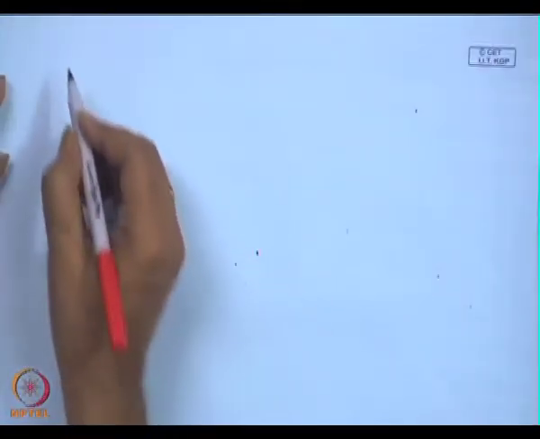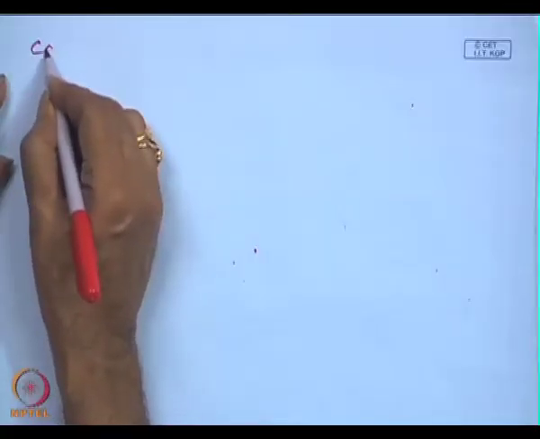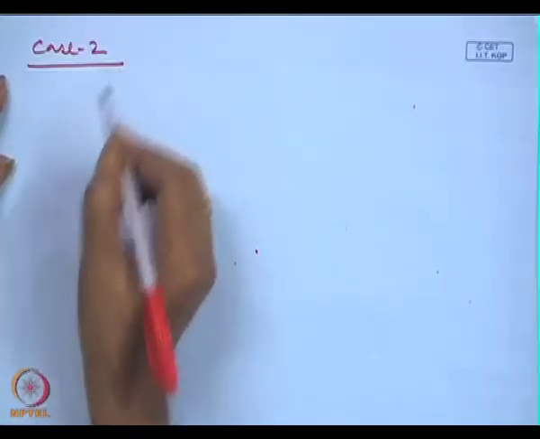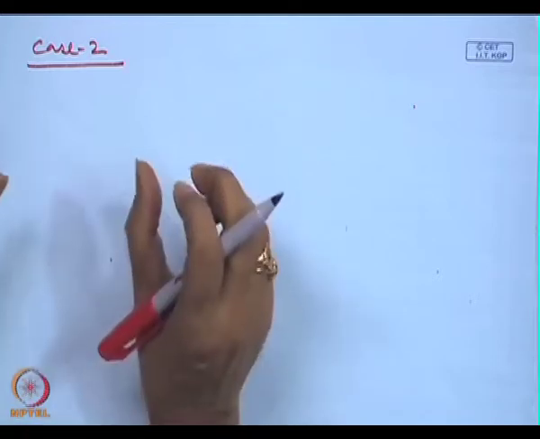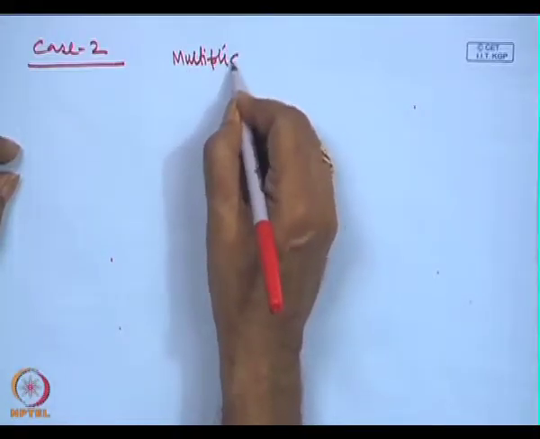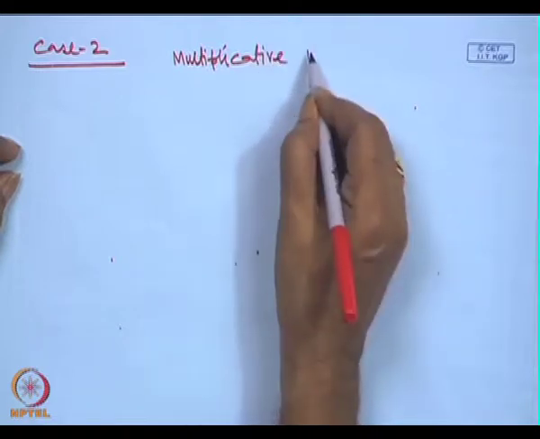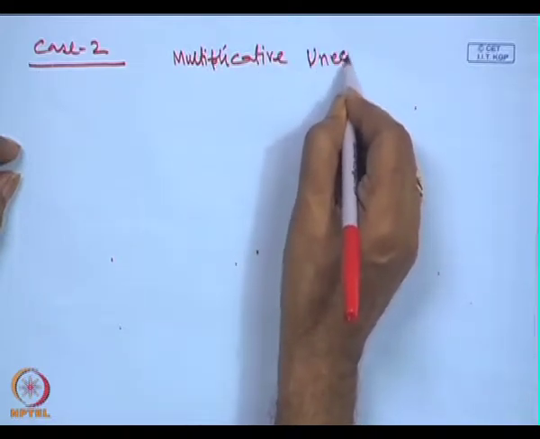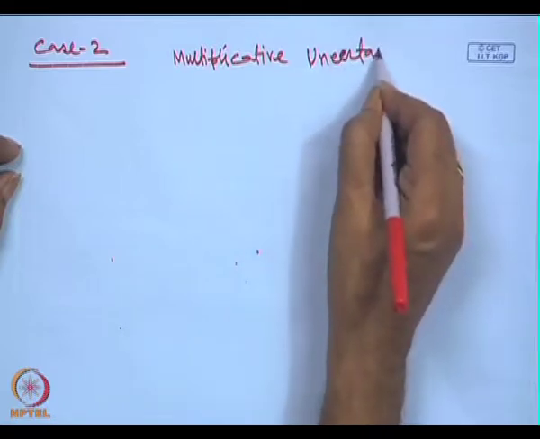Next, our perturbation is multiplicative perturbations. Another case is multiplicative perturbations. The discrepancy between the actual plant and the plant model was compensated by an additive perturbation. Now, we will discuss the multiplicative perturbations. Case 2 is the multiplicative uncertainty or perturbations.